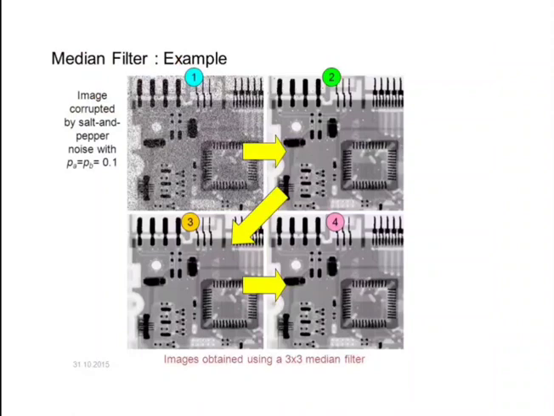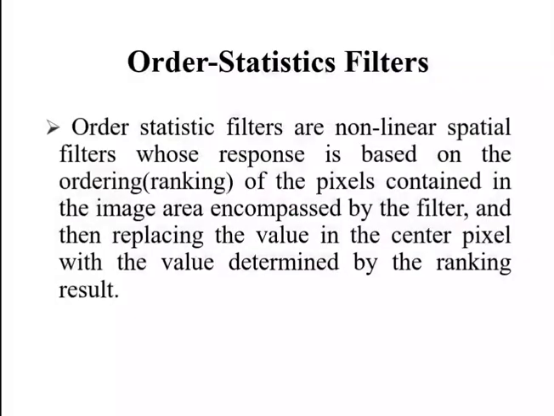The best known order statistic filter is the median filter, which, as its name implies, replaces the value of a pixel by the median of the intensity levels in the neighborhood of that pixel. f̂(x,y) = median over (s,t) in Sxy of g(s,t). The value of the pixel at x, y is included in the computation of the median.